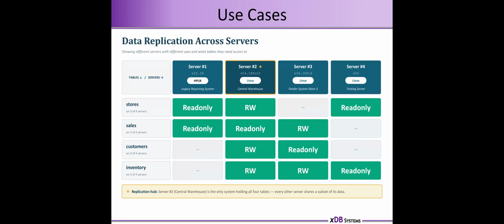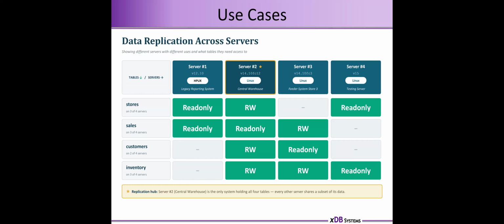So another use case, and this is a little more complex one, but this is actually based on a client I have. You've got a legacy server running HPUX, our central warehouse server that is our big server that handles everything. We've got another feeder server that's on Linux, and then we've also got a testing server. So we have all of these different tables: stores, sales, customers, inventory, our standard stores demo database.